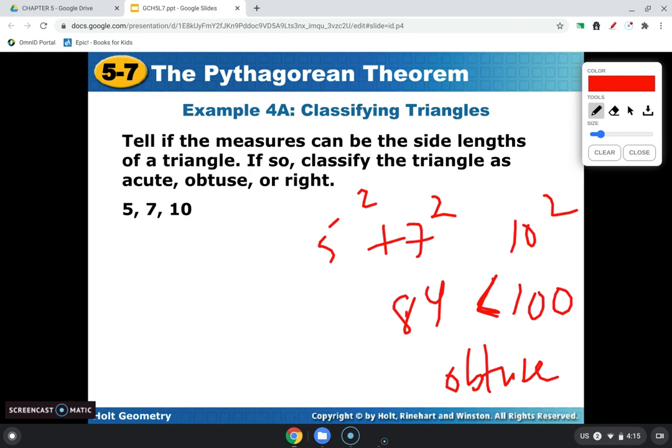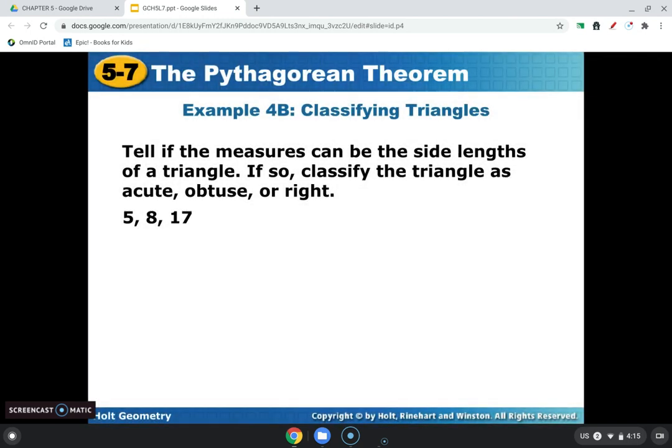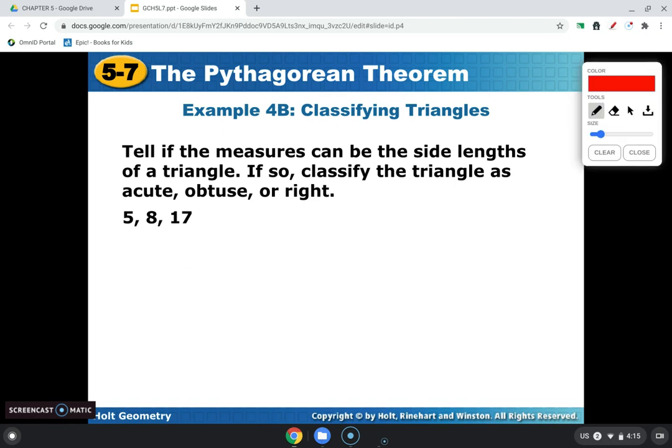All right. Let's try that again. 5, 8, and 17. Well, what's 5 plus 8? 13. Is 13 bigger than 17? No. So this can't be a triangle at all. So you just can't keep going on this. You just put no triangle. Doesn't work.